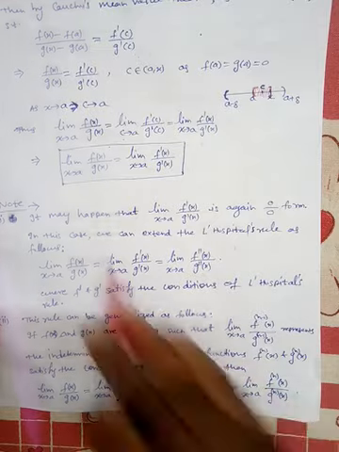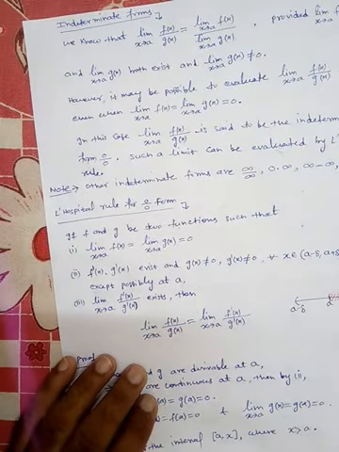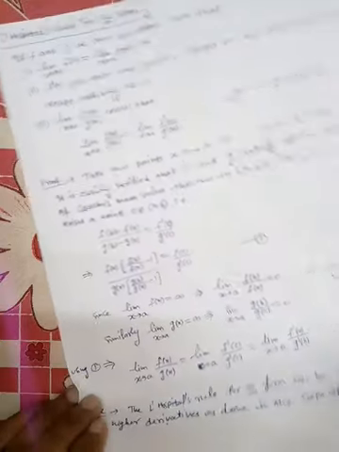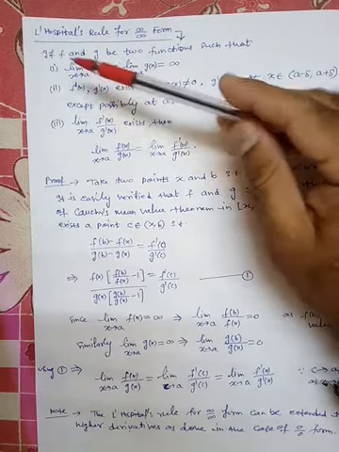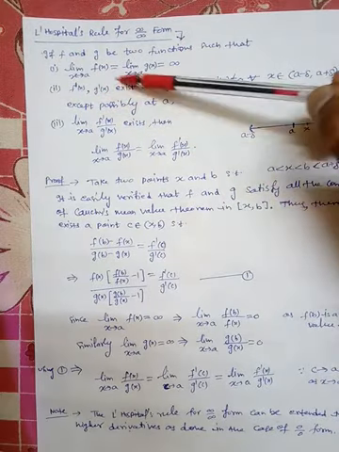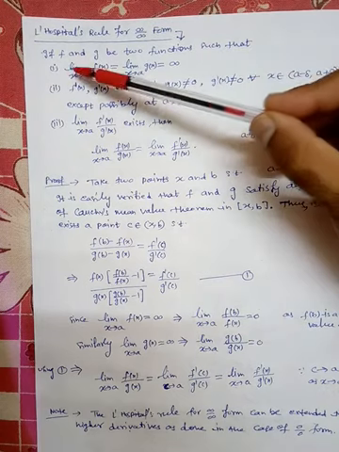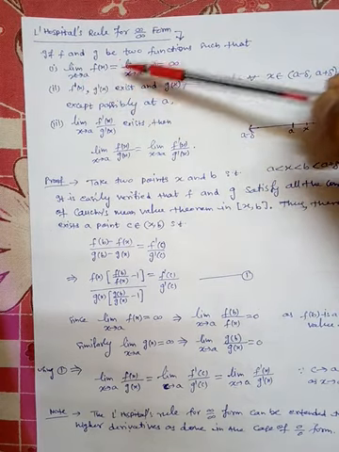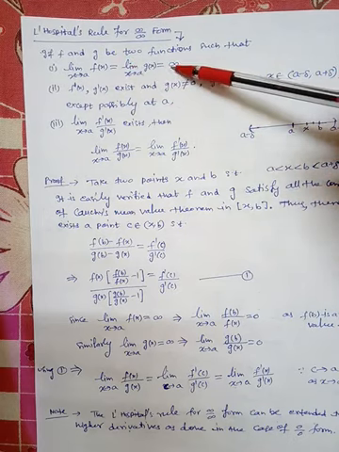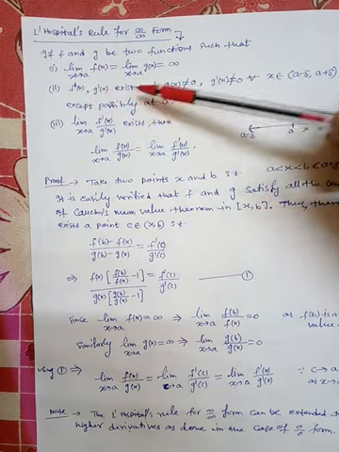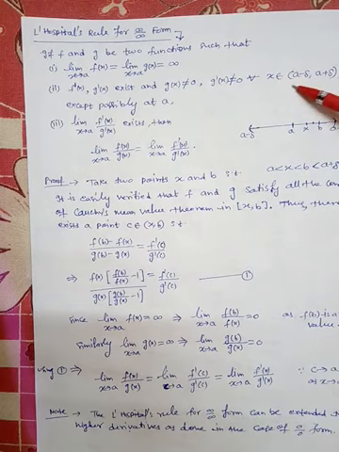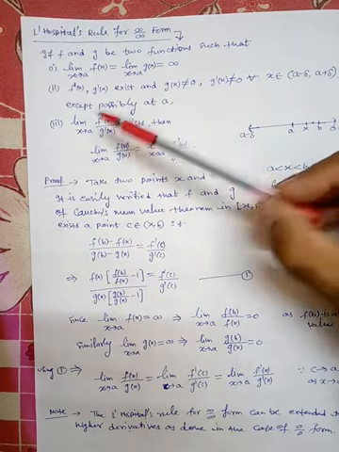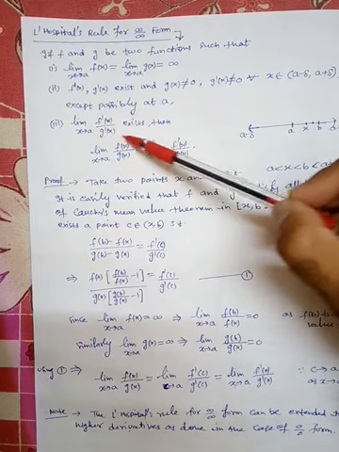Now this is for the 0 by 0 form. Similarly, we have L'Hospital rule for the infinite by infinite form. The statement is: if f and g are two functions such that, first condition, limit x tending to a f x is equal to limit x tending to a g x is infinite. Second condition, f dash x and g dash x exist and g x is non-zero, g dash x is non-zero for all x in the interval a minus delta to a plus delta, where delta is greater than 0, except possibly at a. Then limit x tending to a f dash x divided by g dash x exists.